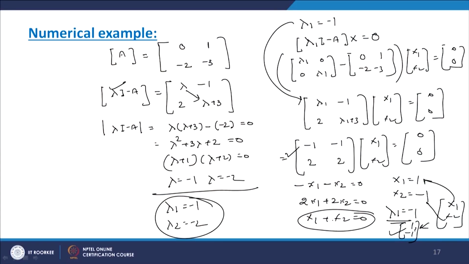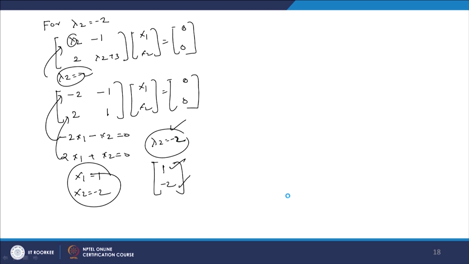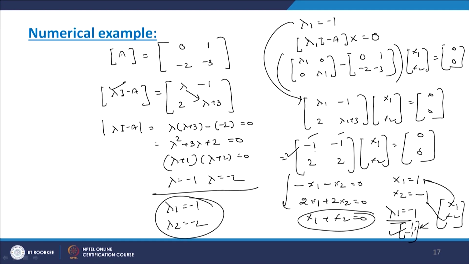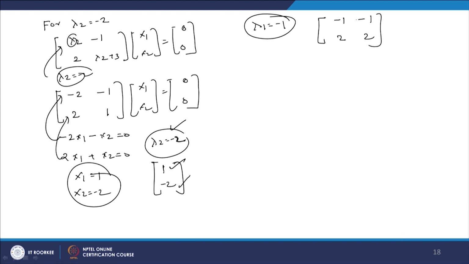We are not moving these steps. So what we are doing here, when lambda 1 equals minus 1, we have got a matrix as minus 1 2 2. You can just check it. So minus 1 2 2, you can see here. Now we want the eigenvector for this one.